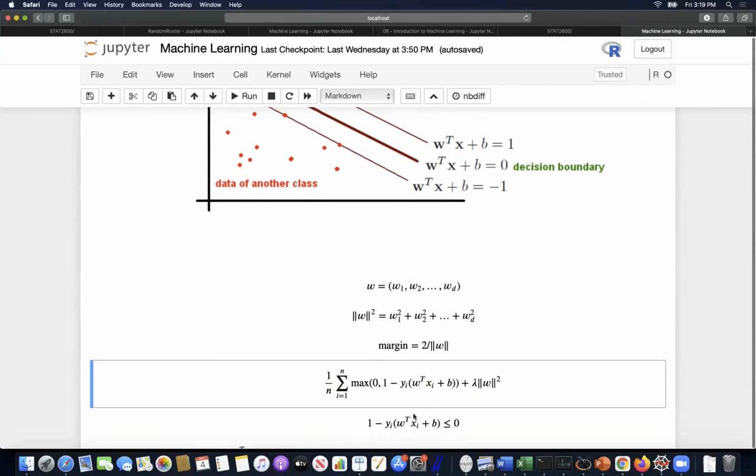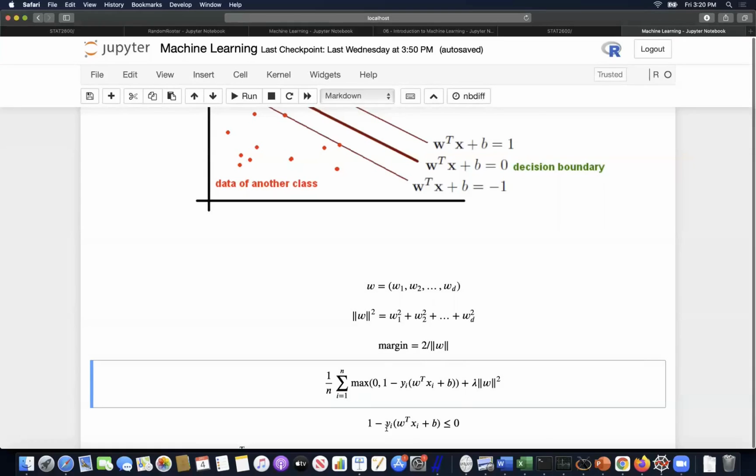So we are not going to penalize; we are going to be happy if 1 minus yi times (W transpose xi plus b) is less than or equal to 0. If this is less than or equal to 0, we are happy because the maximum of 0 and something negative is going to be 0, and then we are not going to penalize. This term is going to be 0, and then there are no gradients updating W and b. So we are going to be happy if this is negative.